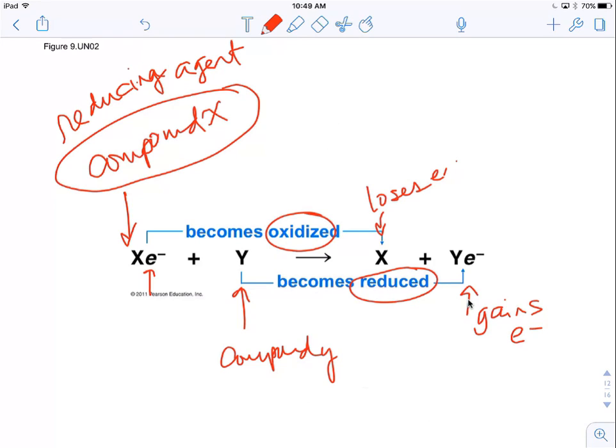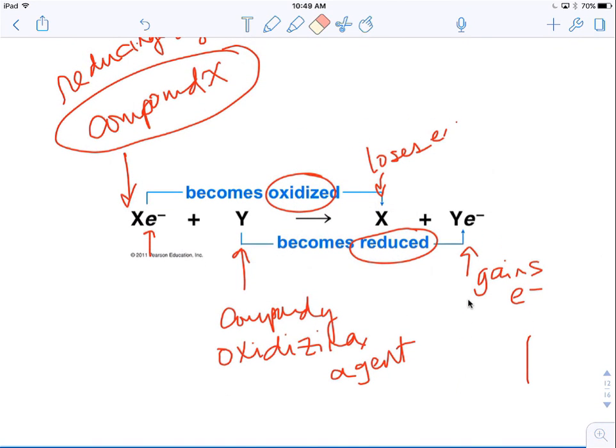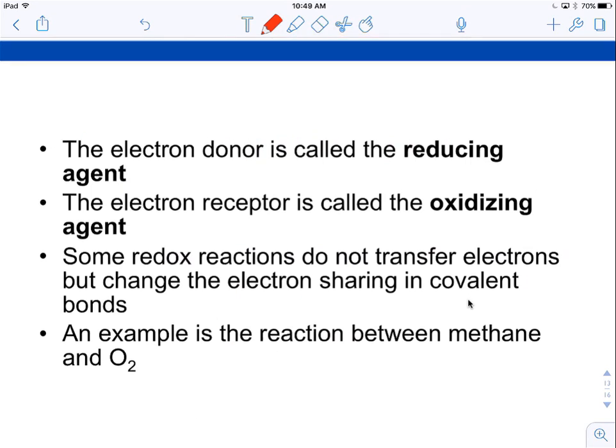Compound Y, because it is gaining the electron, but it's taking the electron away from the other one. The other compound is called the oxidizing agent. Oxidizing agent. I'm having spelling challenges today. Pull that down there a little bit. Okay. And this is explained a little bit better on the next slide.